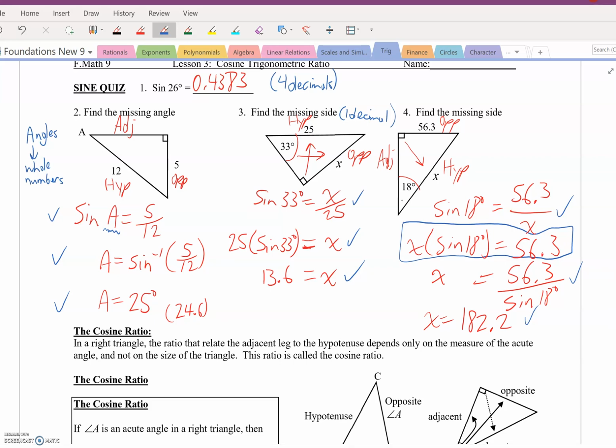There's the quiz. Next one will be the cosine ratio coming up. Once I pause this, which I don't seem to be able to do. There we go.